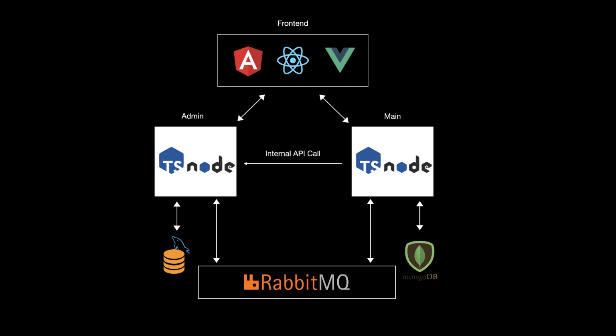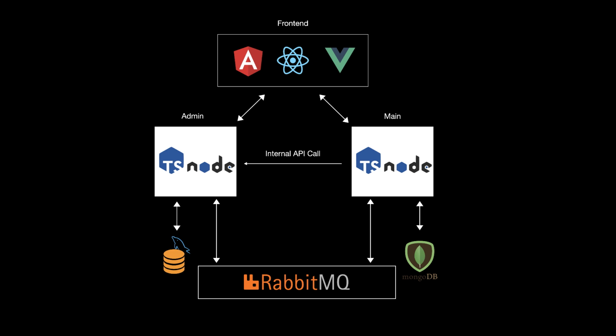Both apps will communicate with each other using RabbitMQ events. So if we create a product in the admin app, RabbitMQ will send an event to the main app so we can create the same product there. Also, in another case, we'll send an internal API call from the main app to the admin app just to see the difference between RabbitMQ events and internal API calls.